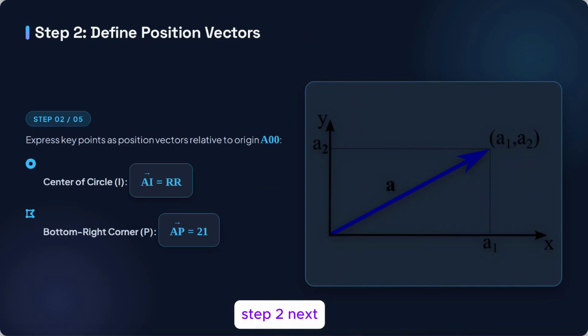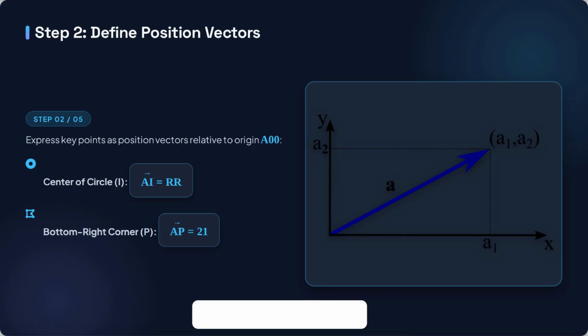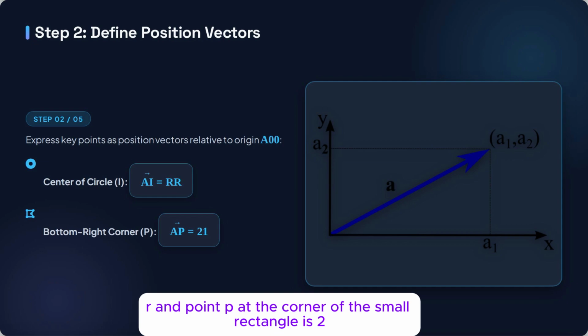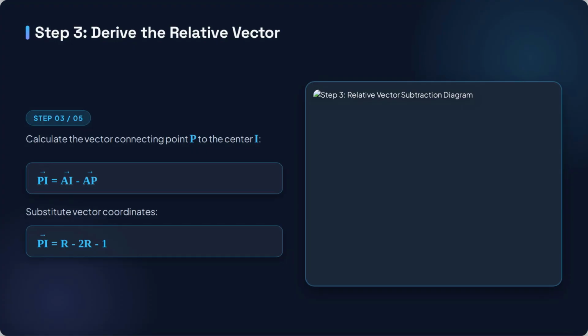Step 2. Next, we write down the position vectors. Relative to origin A, the center vector AI is R, R, and point P at the corner of the small rectangle is 2, 1. Step 3. Now, we derive vector PI from point P to center I. Subtracting vector AP from vector AI gives us PI equals R minus 2, R minus 1.